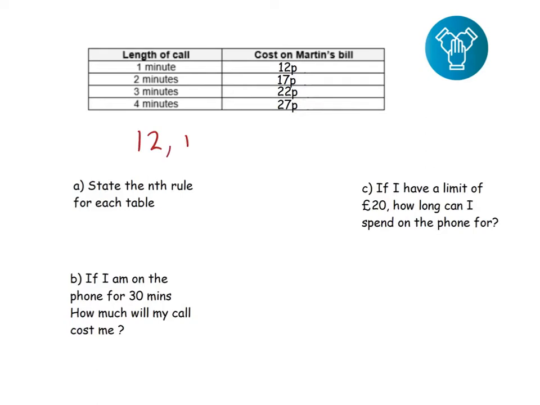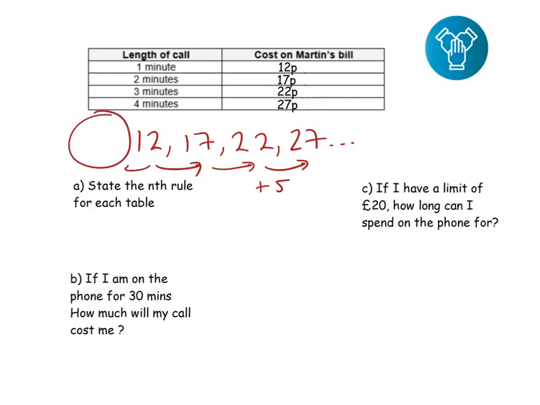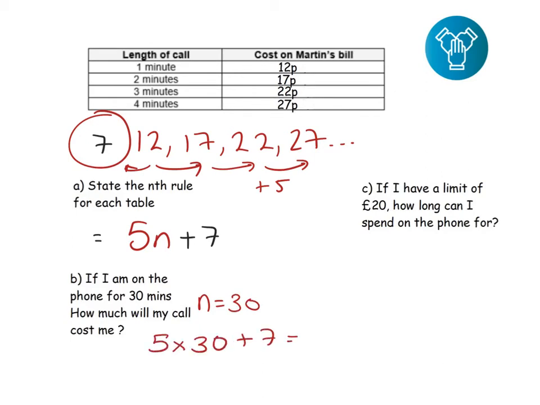So I'm going to write out the sequence so it's easier to see. I can see that it's going up in 5 each time. So it's going to be 5n. And then the 0 term, the number in front is 5 less, so that is going to be 7, so you plus on the 7. So that is the rule for the sequence. So if I'm going to be on for 30 minutes, I'm saying that n is 30. So I've got to do 5 times 30 and then plus on the 7. So that's going to be 150 plus on the 7 gives me 157 pence.